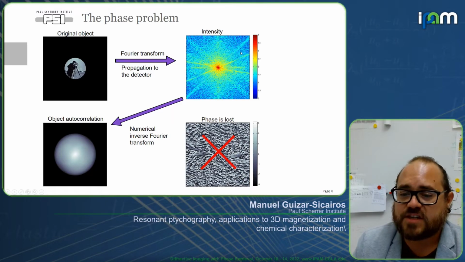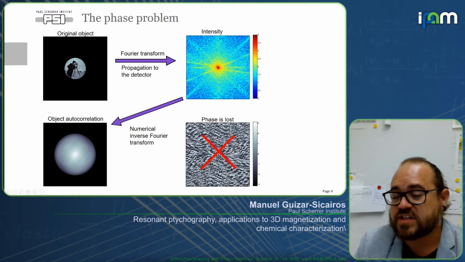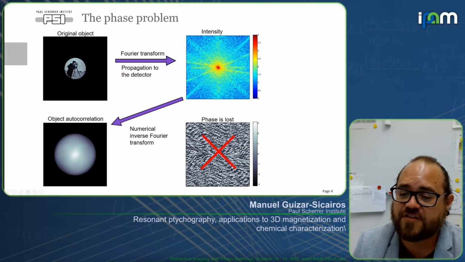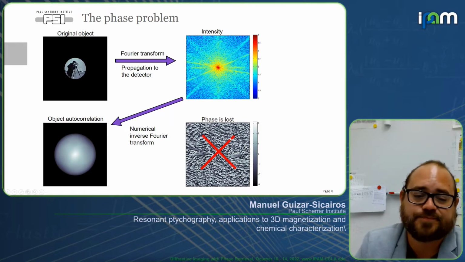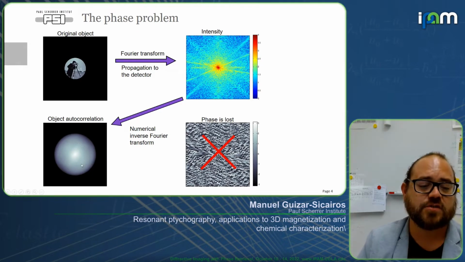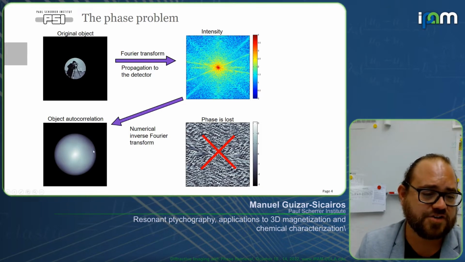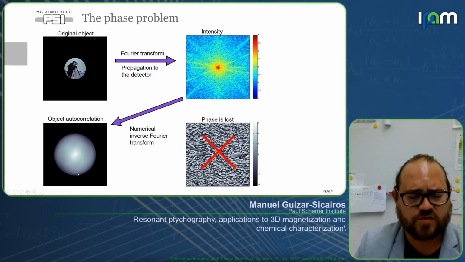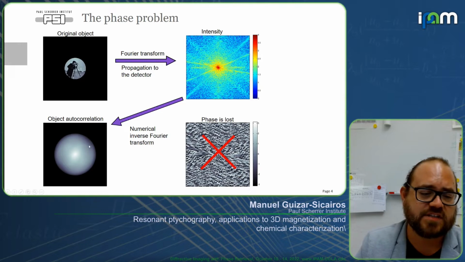And for each point, you have a different intensity value, but the corresponding is a complex valued function, and the corresponding phase is lost. This cannot be measured. So then if we were to take only the intensity and compute an inverse Fourier transform, then we get the object autocorrelation, or in crystallography, it's called the Patterson function. And this contains a lot of useful information about the object, but it's not an image.